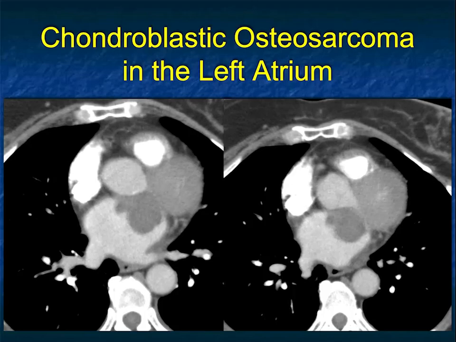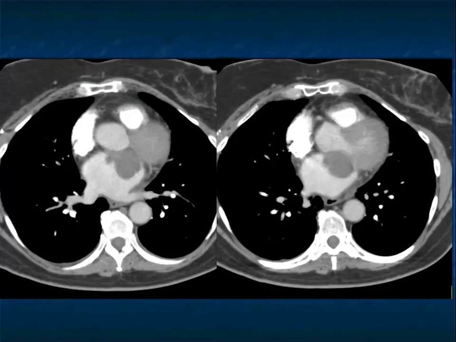Here's a really unusual case. This is a chondroblastic osteosarcoma, which arose in the region of the patient's mitral valve and is growing in the patient's left atrium, growing into the patient's left ventricle. Just a really impressive lesion.